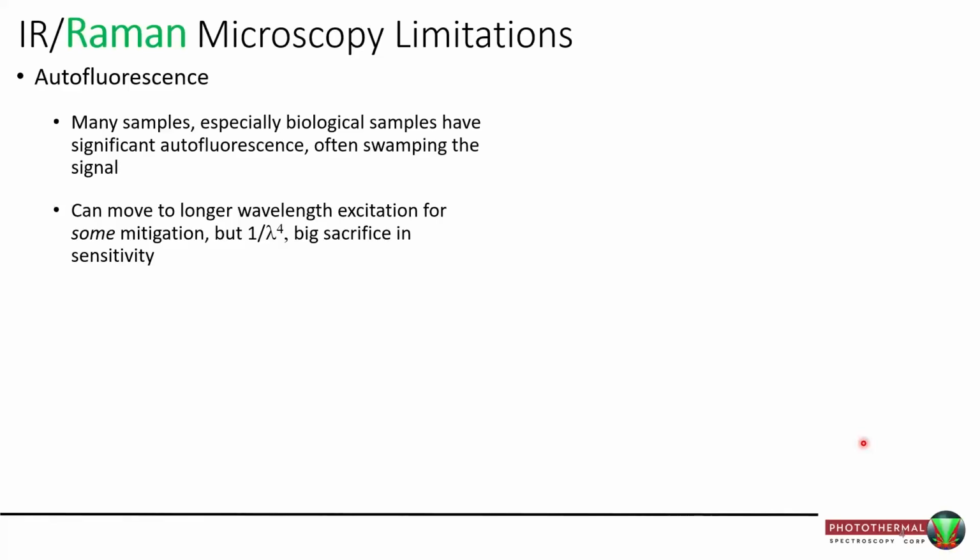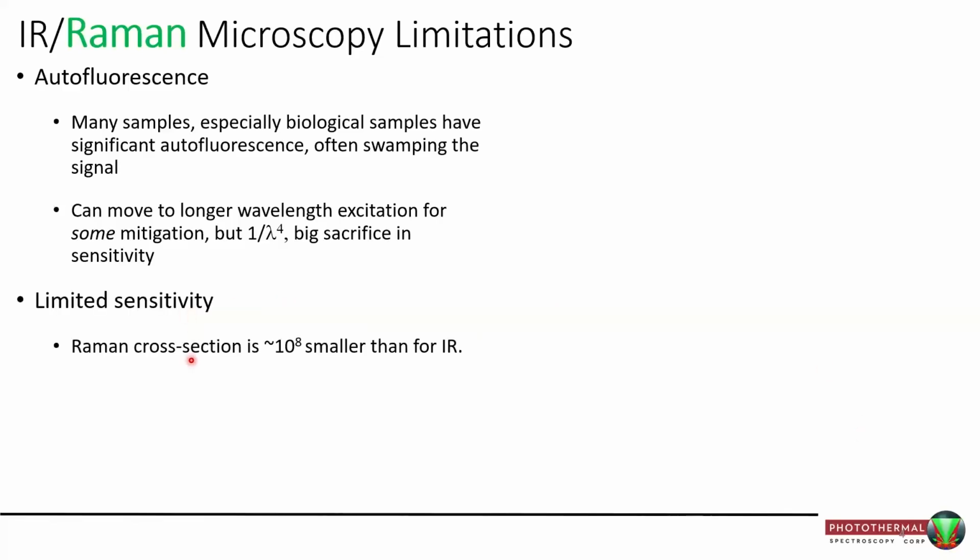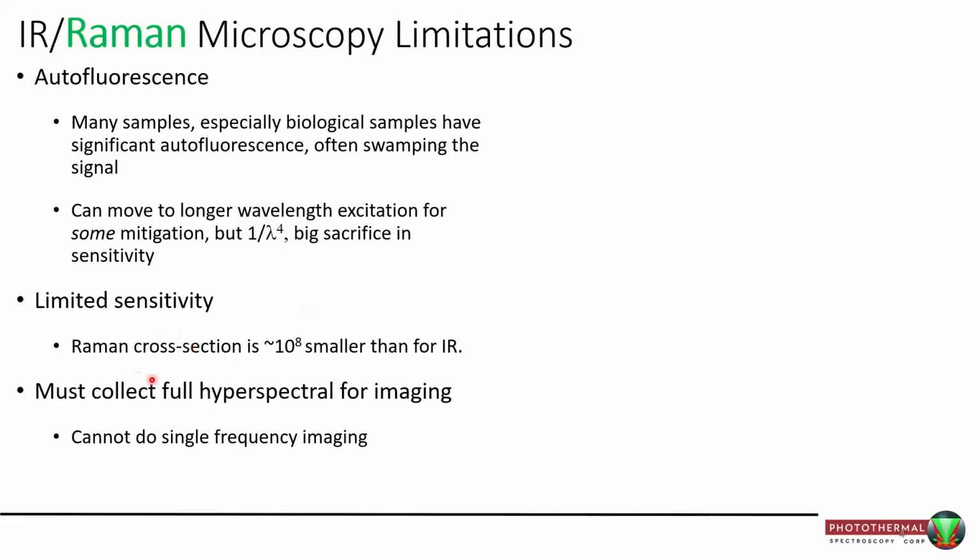For biologicals or even biological contaminations in industrial settings, skin flakes and so on, can often have significant autofluorescence, which can swamp the signal. You can go to longer wavelengths, and that helps a little bit, though not completely, with fluorescence, but then you take a massive hit in sensitivity. And that's on top of already a limited and poor sensitivity, fundamentally, with Raman.